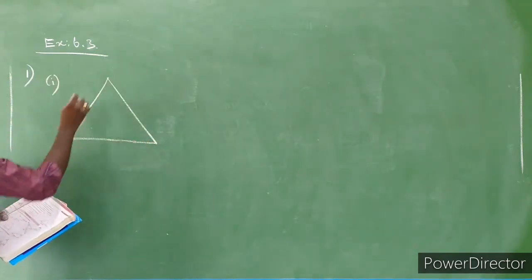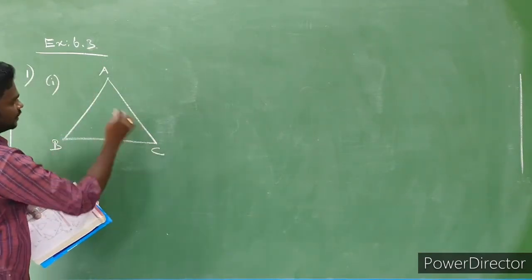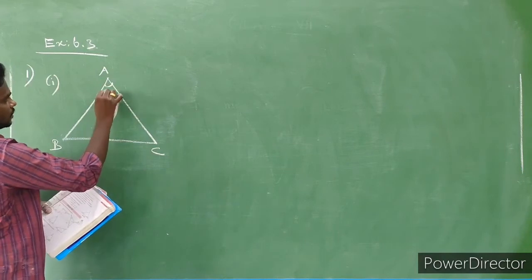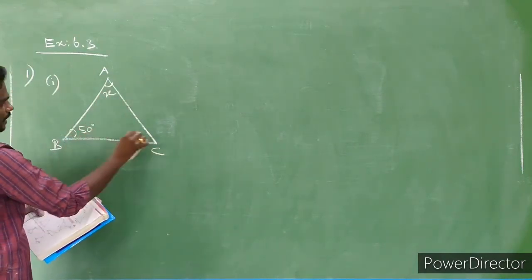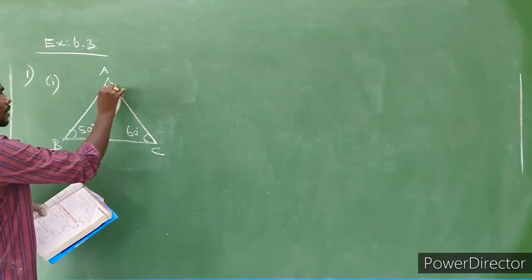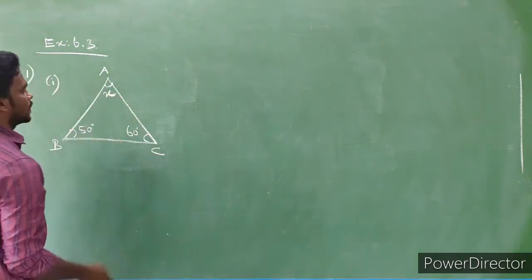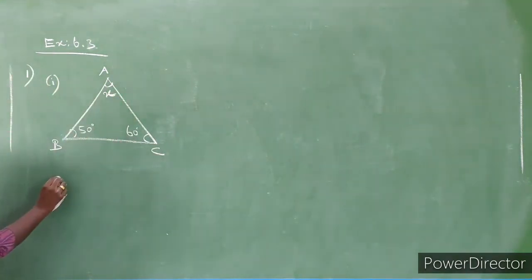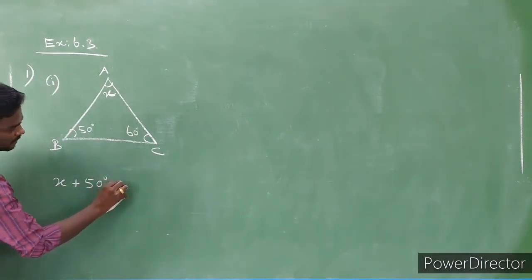triangle ABC is given. ABC is a triangle and angle A is equal to x, angle B is equal to 50 degree, angle C is equal to 60 degree. How to find the unknown angle x? We can find the angle x by using the angle sum property of a triangle. Here x plus 50 plus 60 degree.